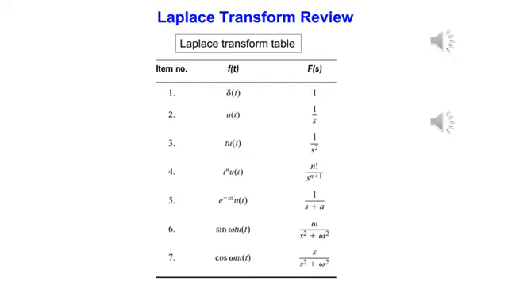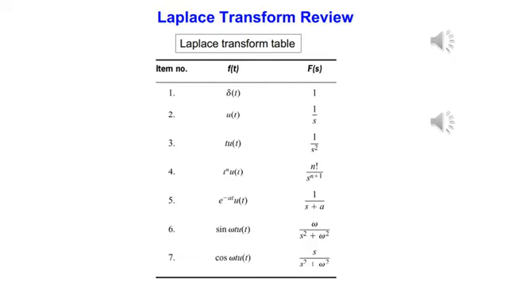Similarly, sine of omega t times u of t is omega divided by s square plus omega square, while cos of omega t times u of t is s over s square plus omega square. In all of these functions, you may notice that u of t is always present, which only states that the system is causal. Whenever the system is causal, we may take the Laplace transform or inverse Laplace transform of it. Otherwise, we refuse to take Laplace or inverse Laplace transforms.